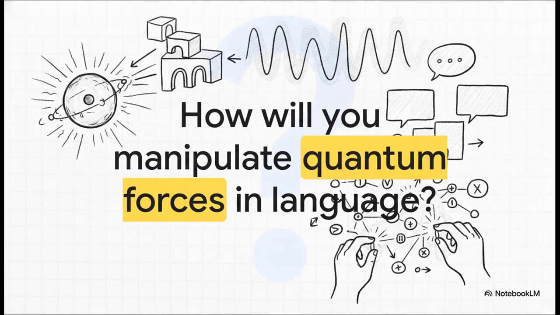Once you realize that a clause is literally a quantum of information, bound by these laws of thematic structure and phonological tension, you can actually start to see the hidden architecture of discourse. So, the question I want to leave you with is this. Now that you know the rules, how are you going to manipulate the quantum forces of your own language?